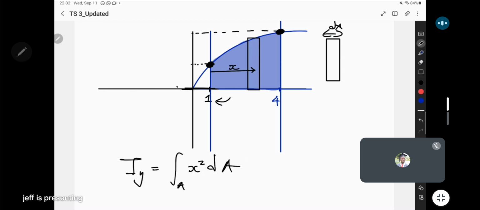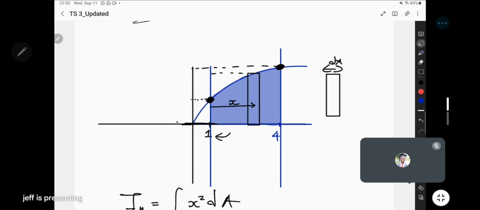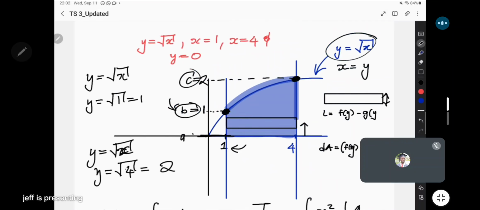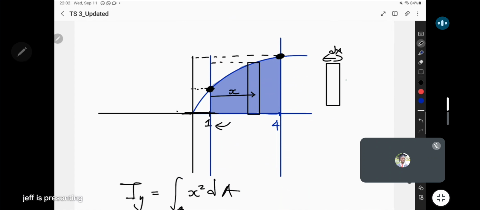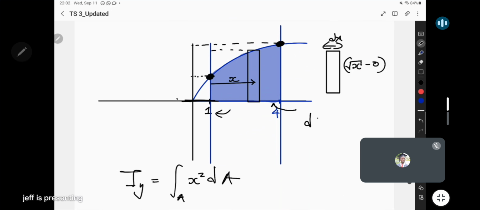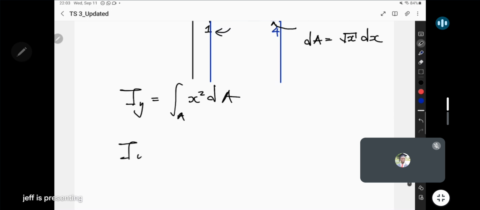Maximum minus initial. The topmost point, these are values of y, maximum value of y. The upper part, that expression was given by what? y is equal to root x. So the length here will be root x minus the bottommost function, which will be 0. So to get dA, you multiply the length, which is just root x, by the thickness, which is dx. So the moment of inertia about the y will be the integral of x squared multiplying root x and then dx.